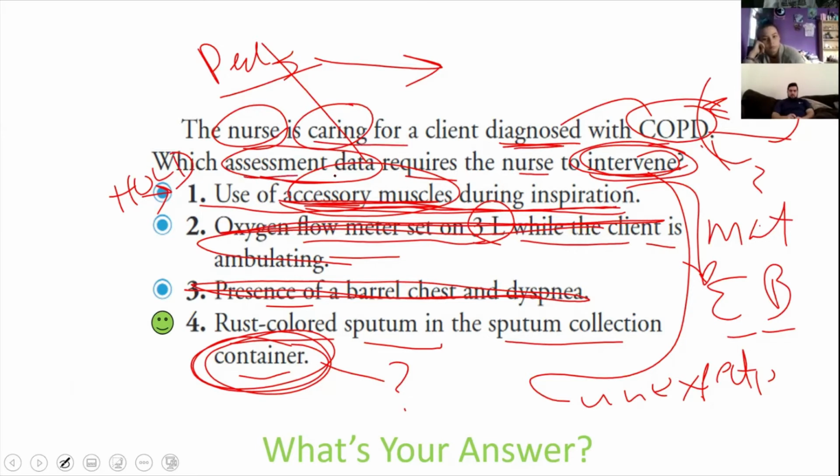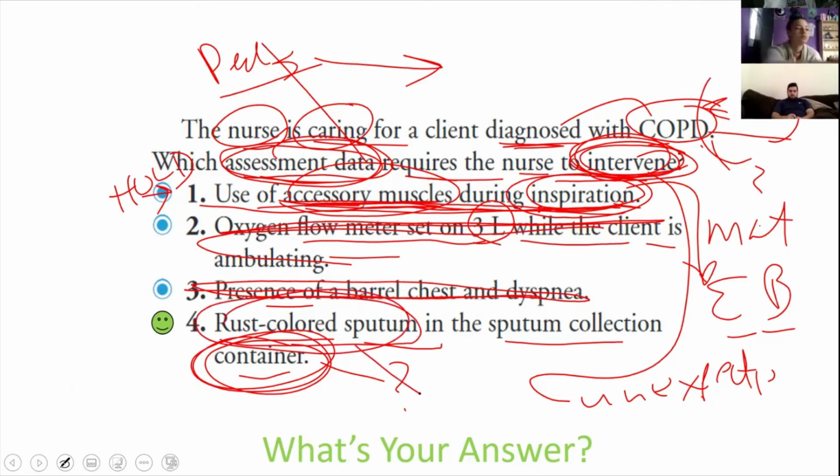And which assessment data that I'm seeing requires the nurse to intervene? All right, well, I have use of accessory muscles only during inspiration. Well, that's kind of weird. It's only during inspiration. And then I have rust colored. Well, that's an unexpected finding. I don't expect them to have rust colored sputum. So that's going to require some sort of intervention to assess what's going on.